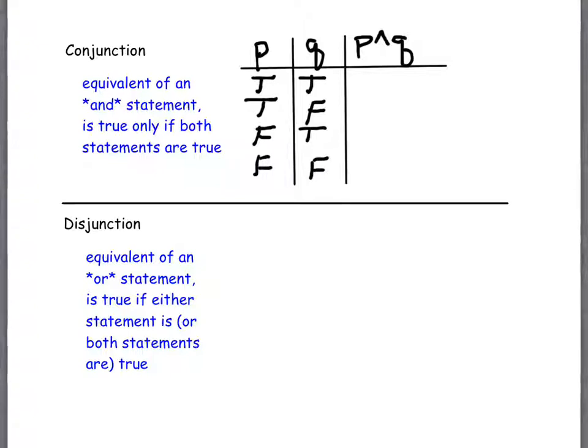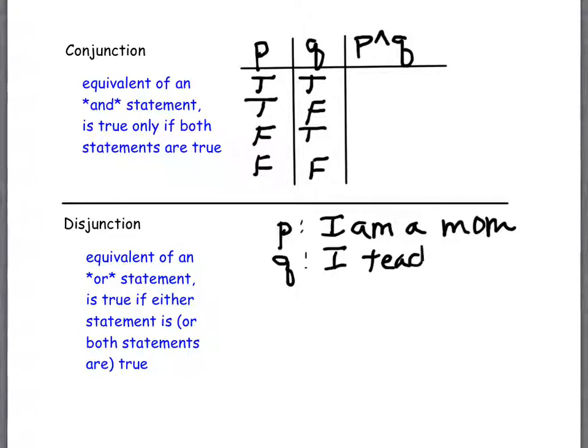We are only going to work with 2 statements in this class. In contemporary math, we often work with at least 3. You're only going to see 2 for what we're doing, okay? All right, so I'm going to use some examples of statements so that we can make sense of why the result is what the result is. So I'm going to use the statement P to be, I am a mom. And I'm going to use the statement Q to be, I teach math. Okay, those are the 2 statements I'm going to use.